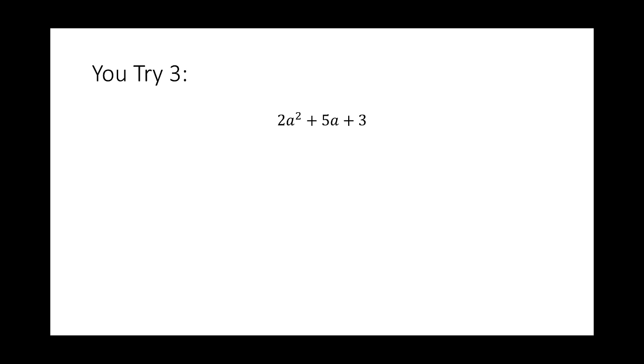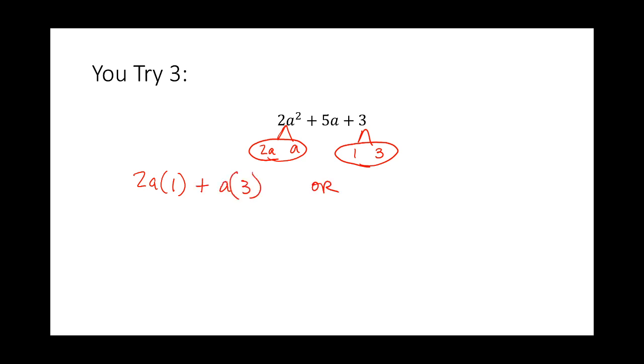Okay, now that you've tried it on your own, let's do it together. You factored the 2a squared as 2a times a, and you factored the 3 by 1 and 3. So now we need to make sure we get 5a, which means I can either do 2a times 1 plus a times 3, or I can do 2a times 3 plus a times 1. 2a times 1 is 2a, a times 3 is 3a, 2a plus 3a is 5a, so we're good to go. That's the one we want to use.